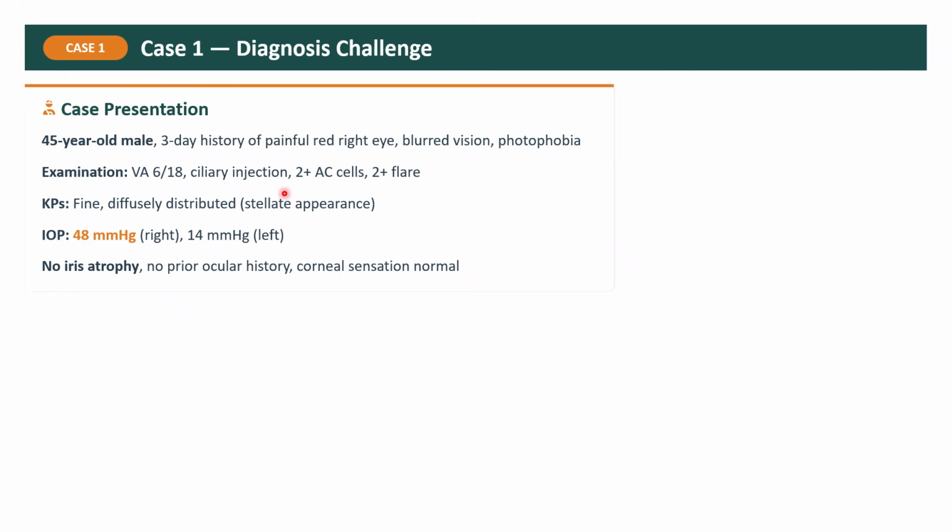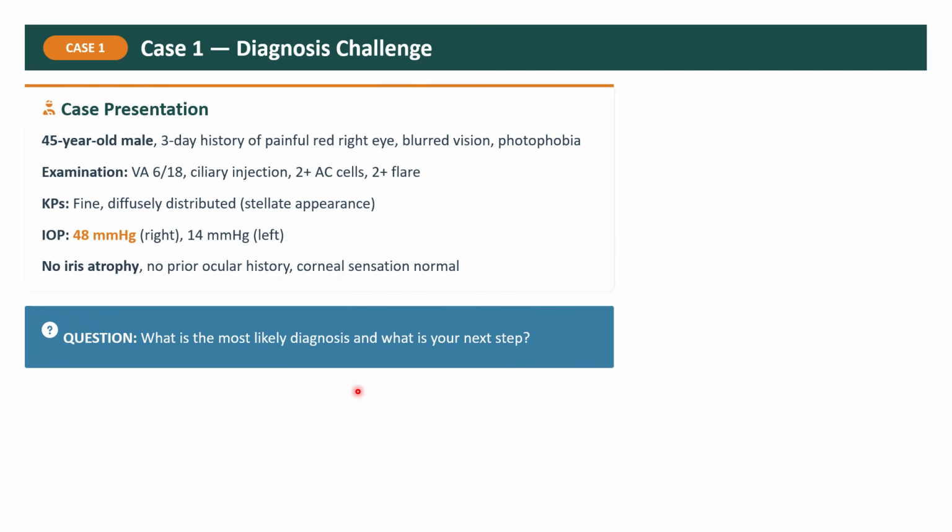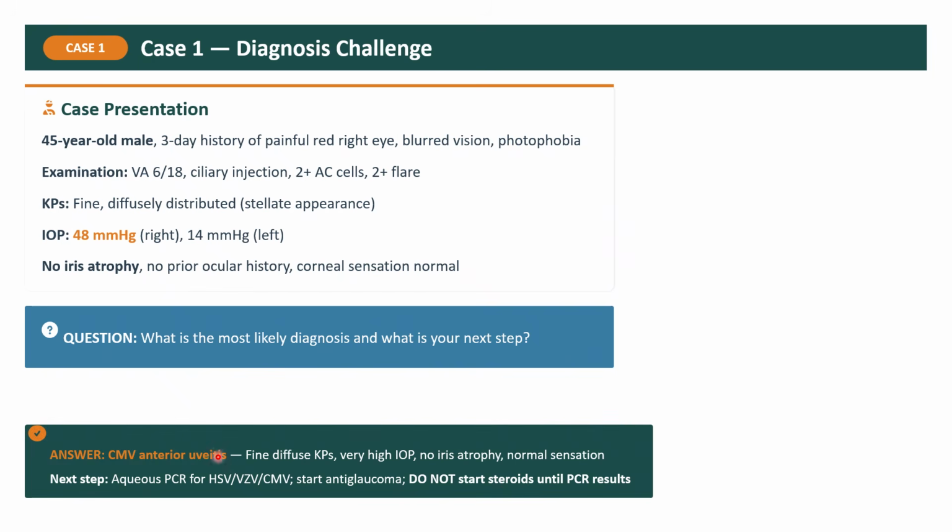Like this case, there is no very strong basis to say that this is cytomegalovirus, so the final decision will be by PCR. So what's the most likely diagnosis and what's your next step? You can see that the answer is cytomegalovirus: fine, diffuse KPs, very high intraocular pressure, no iris atrophy, normal sensation.